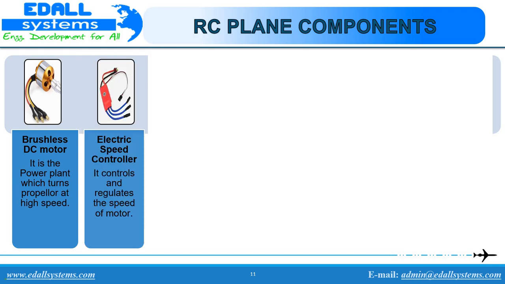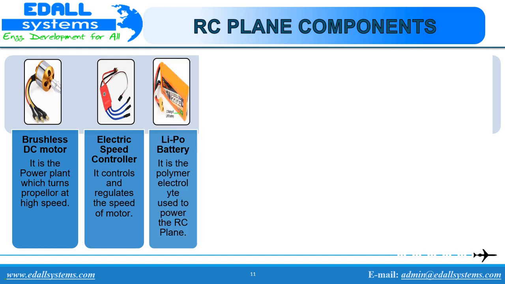ESC, Electronic Speed Controller, does several things. It is an electronic circuit that controls and regulates the speed of an electric motor. First, it converts your battery voltage down, which is what your receiver runs on. The second thing the ESC does is it converts the DC power from your battery to an AC current, which is required by the motor. Brushless motor runs on AC current.